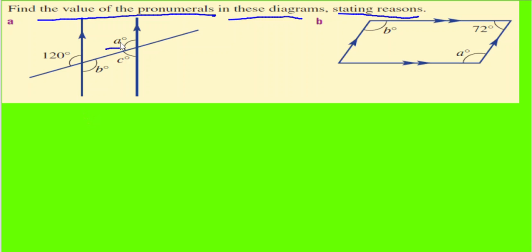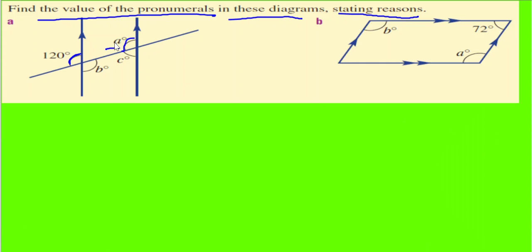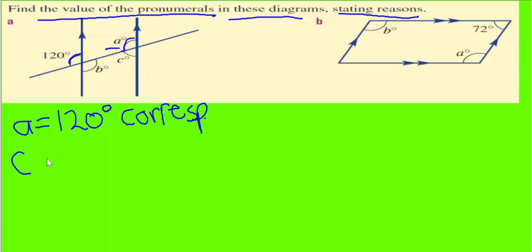As you can see, angle A over here and its relationship to this angle over here, if we look back, they are corresponding angles. They're in the same position, just on a different line. So angle A is going to equal 120 degrees, because it's corresponding.